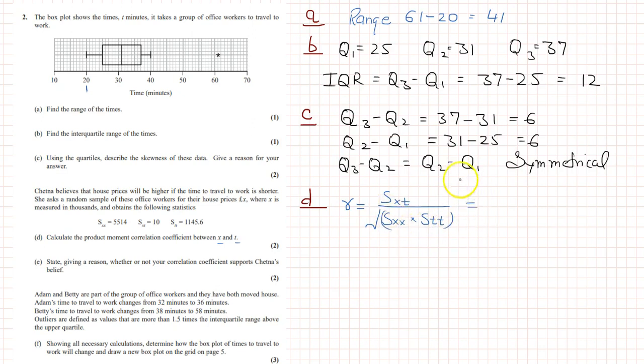So that is equal to SXT 10 over root of SXX 5514 multiplied by 1145.6. So R will be equal to 0.0040.